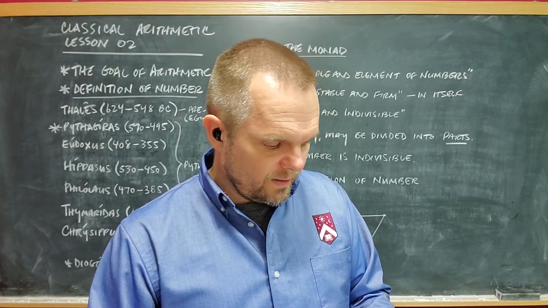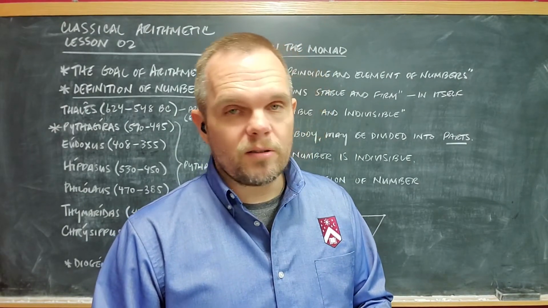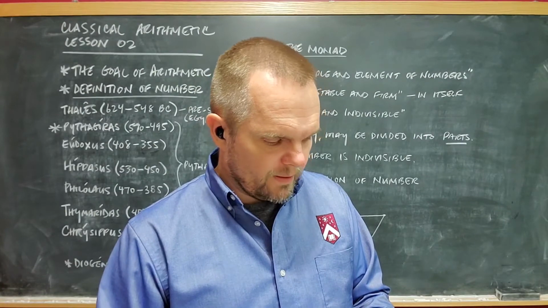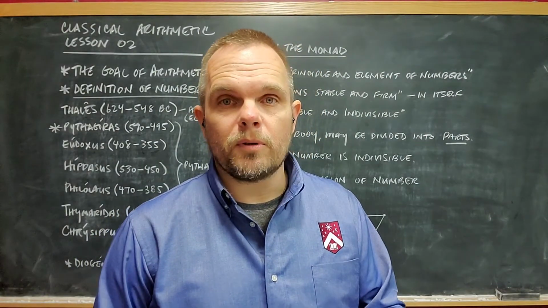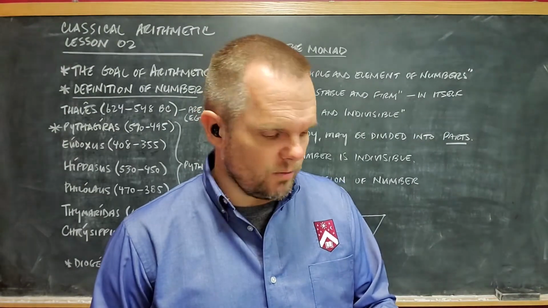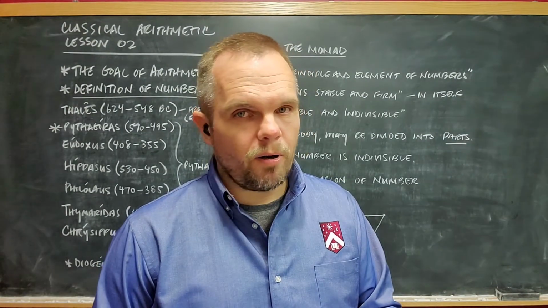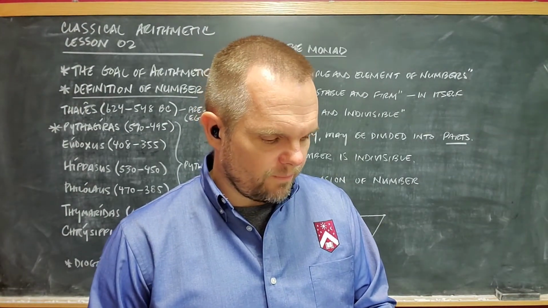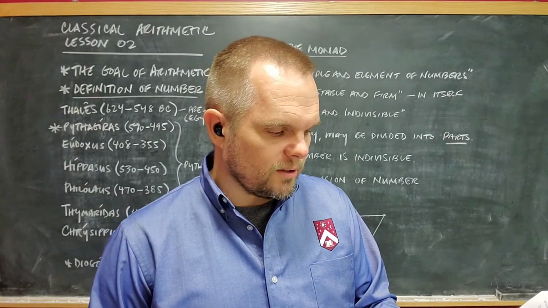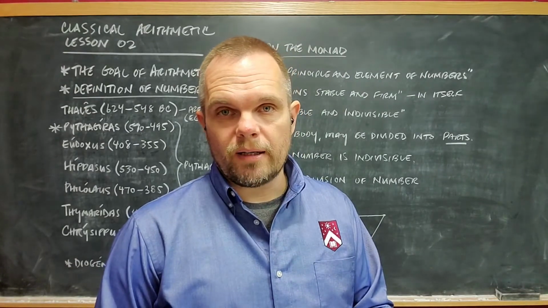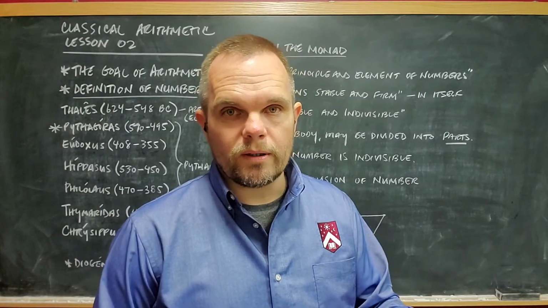Hence, the monad as a number is indivisible. But it is called the monad either from remaining immutable, which means unchangeable, and not departing from its own nature. For as often as the monad is multiplied into itself, it remains the monad. 1 times 1 is 1.